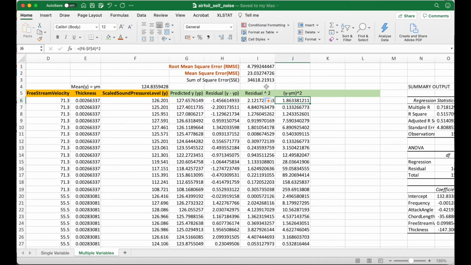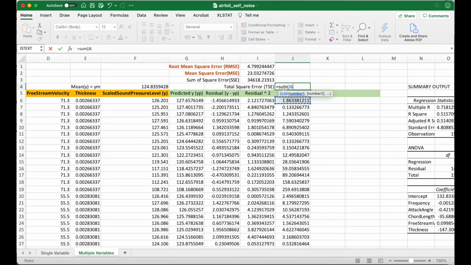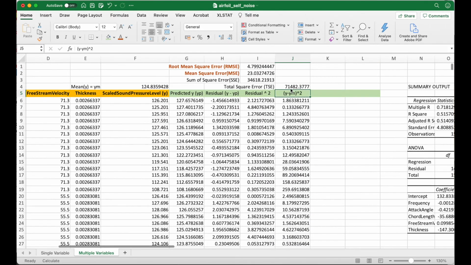Now if we sum up all these figures that we have determined, y minus y mean squared, that is known as the total square error, or TSE. So let us determine this TSE. This is nothing but the sum of all the square errors. So we have found this figure.